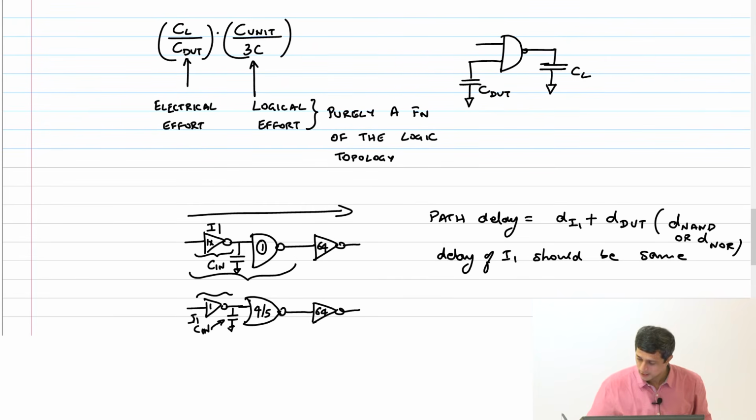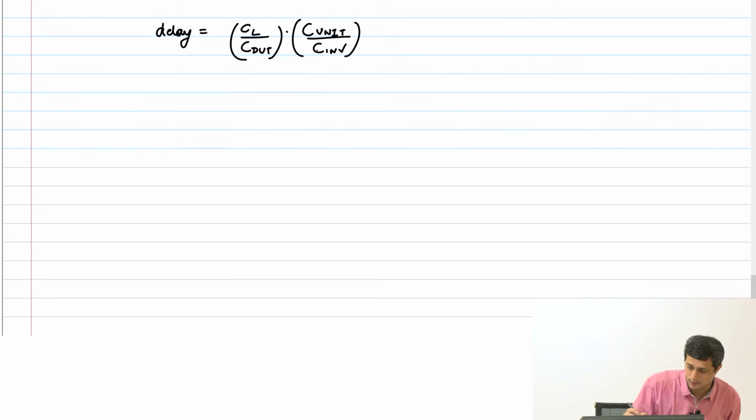Right? So if you look at in and out here, I can write down the delay in both paths. Let me do that actually. We said delay was C_L by C_DUT into C_unit by C_inverter, plus some parasitic delay.